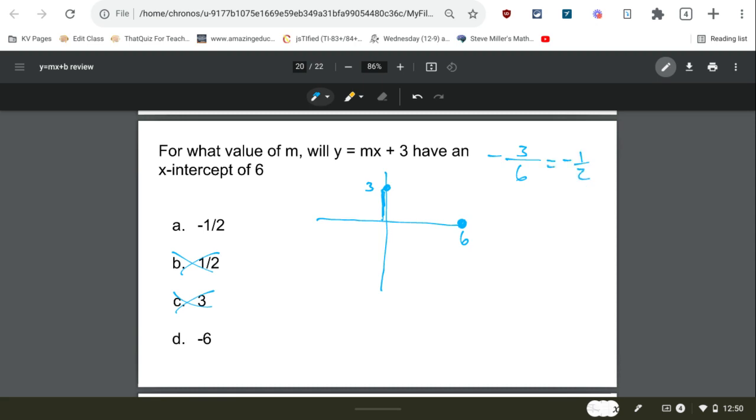The way you could do this is, since it has an x-intercept of 6, that means it passes through the point 6, 0. So you could plug in 0 for y and 6 for x, and then you could solve this equation. Move your 3 to the other side. You get -3. And then when you divide by 6, this is where your -1/2 comes in.